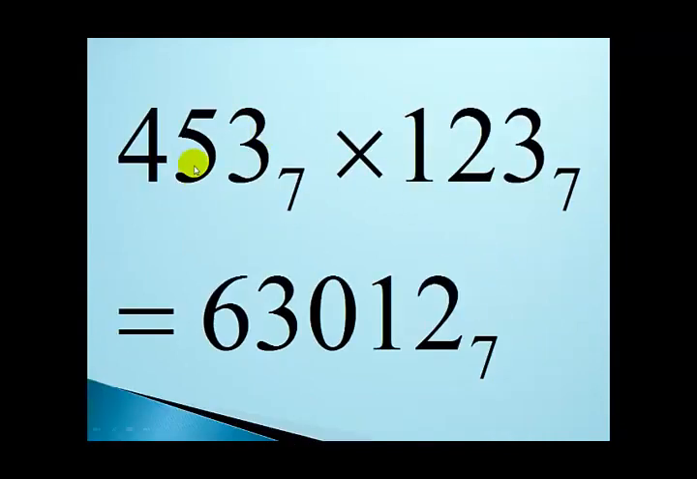So 453 base 7 times 123 base 7 is equal to 63012 base 7.